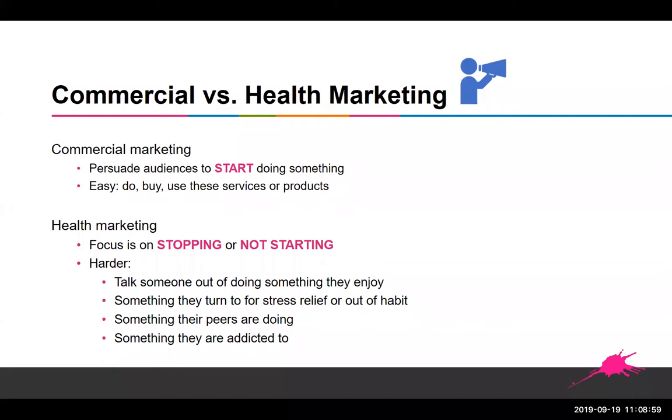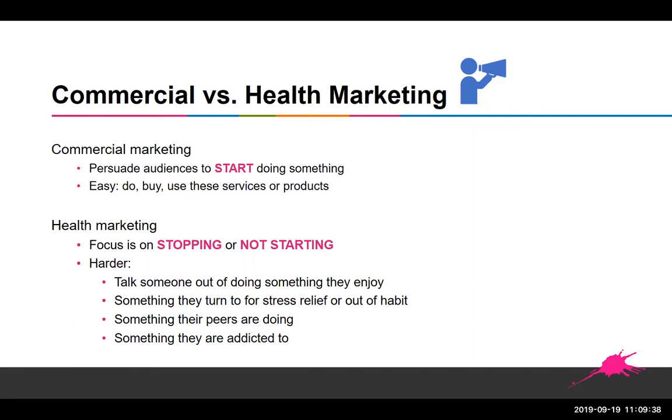Health marketing, on the other hand, is often about not starting something, or if you have dabbled in something, to please stop doing that. And it is certainly the harder assignment. So just to be clear, prevention messaging falls under that health marketing umbrella. It is much harder to talk someone out of doing something that they enjoy, or something that they turn to when they're stressed or out of habit. Something that their peers are doing, something that they are addicted to. That whole brain chemistry thing can be quite a challenge right off the bat for us.